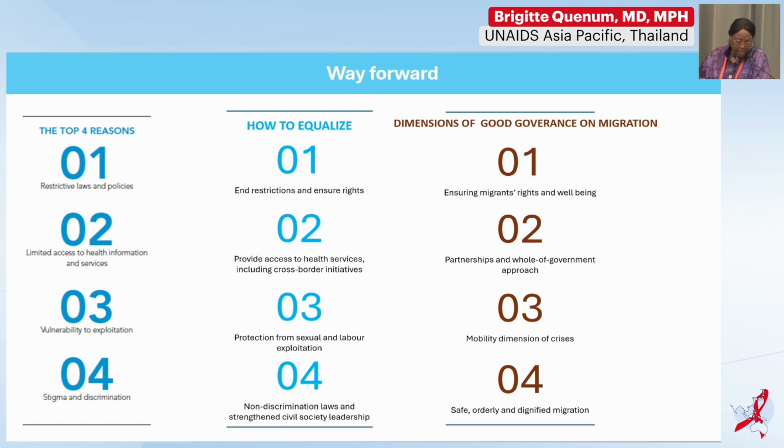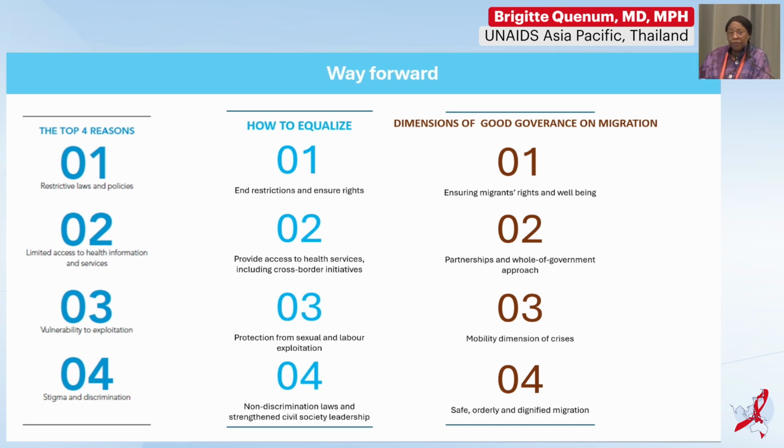So with this last slide, it's really time to talk about solutions, or how to equalize inequalities from the perspective of HIV response. However, having said that, as I said before, HIV is not a standalone issue, and neither is migration. That's why, on that slide, I put in parallel how to equalize and the dimensions of good governance on migration as the way forward, and this needs to go hand in hand. You cannot do only one part of the 3 building blocks that are shown on the slide.